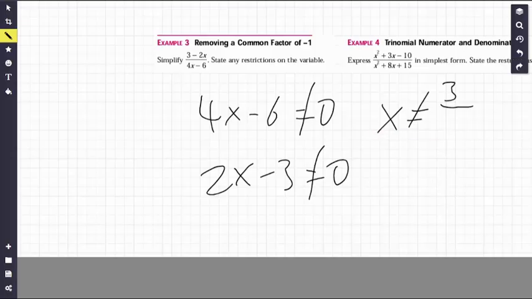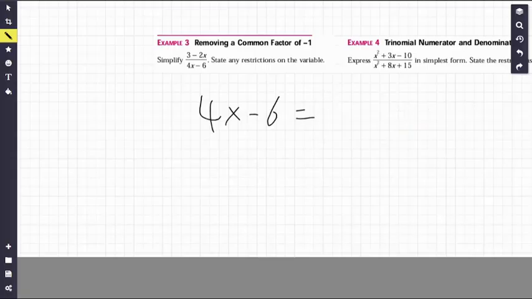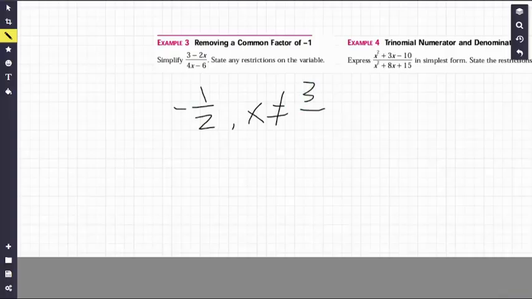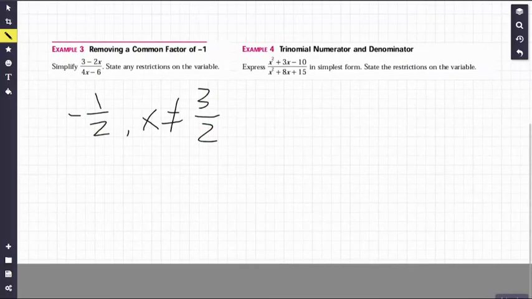And look at the question. It asks us to simplify and give out the restriction. So our most simplified answer will be -1 over 2, and x cannot equal 3 over 2. Now let's do 4.